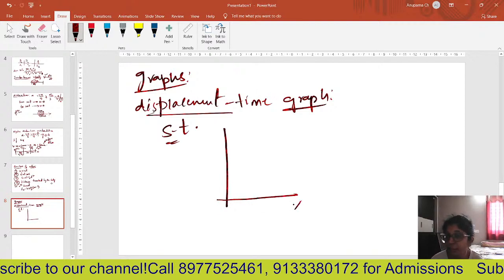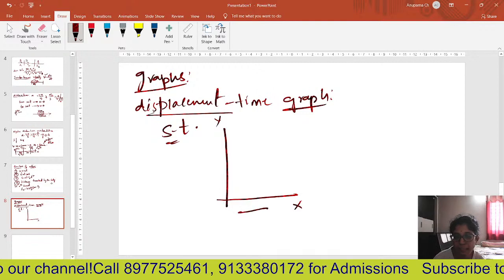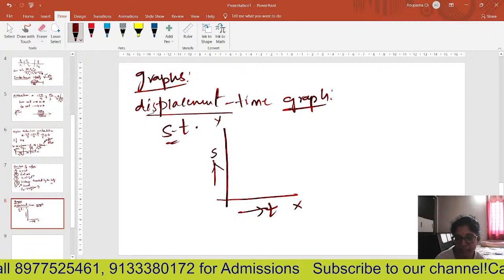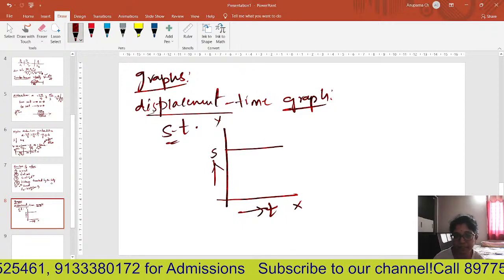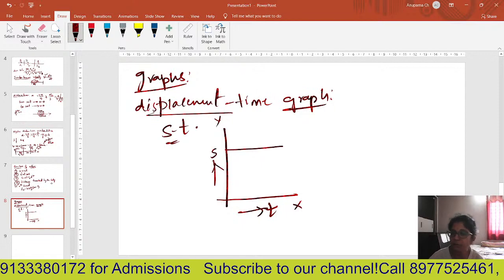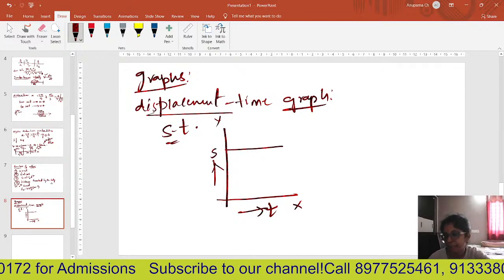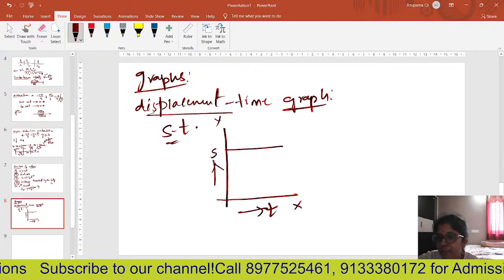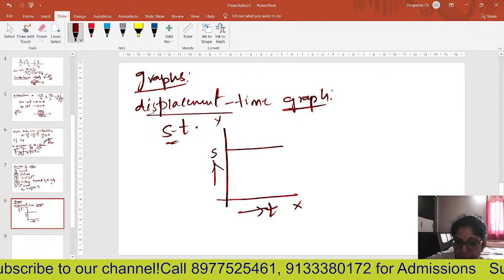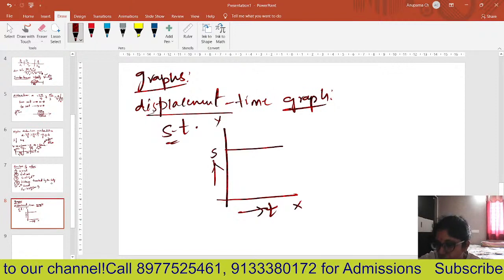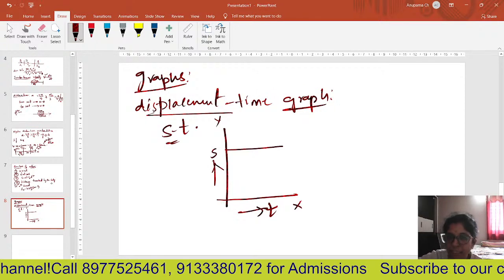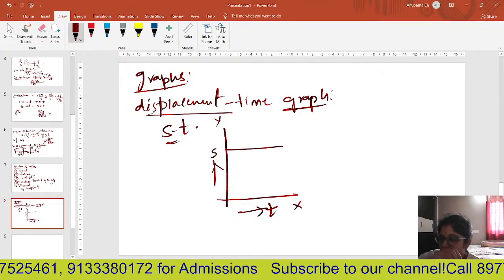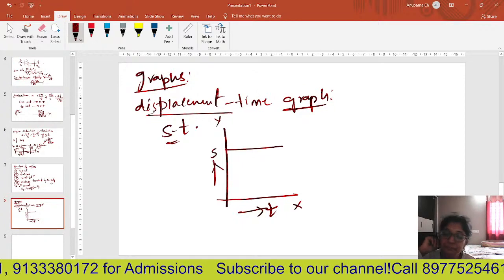You all know, I need not tell you, this is the x and y-axis. Along the x-axis, as I told you, time will always be there, and this is the displacement. Now I am drawing a line which is parallel to the x-axis, that is time. What does this graph tell us? I'll give you a hint. In this graph, the x-axis is varying whereas the y-axis is not changing. That means time is changing but displacement is not changing. What does that mean?